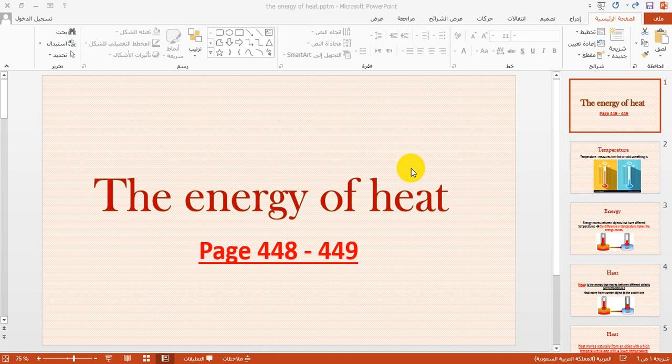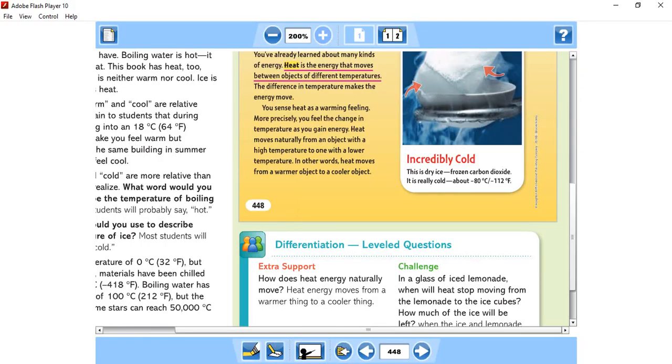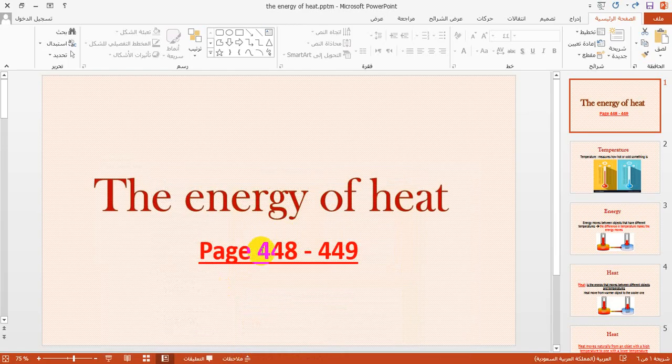The energy of heat. This is our lesson. So the lesson is on page, let me check the page exactly. I think page 448. Yes, it's correct. It's page 448, page 449.